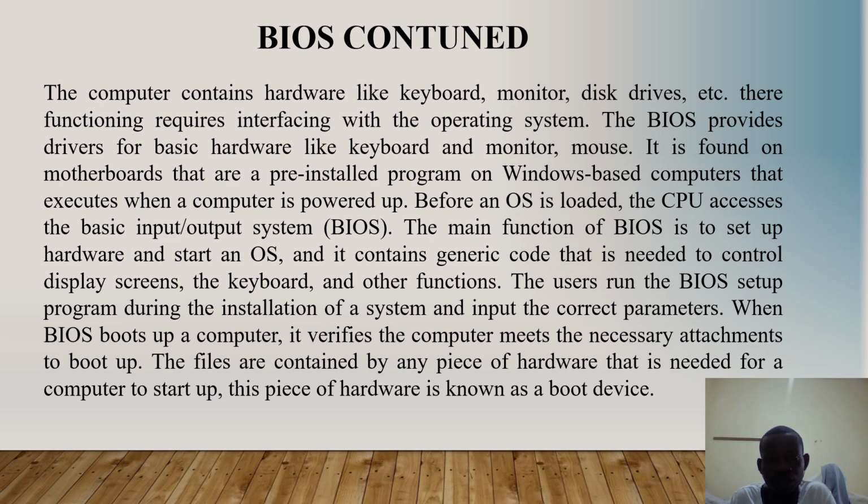It is found on the motherboard. BIOS is found on the motherboards of different computers, and it is just a pre-installed program on Windows-based computers that executes when a computer is powered up. So before an operating system is loaded, the CPU has to access the BIOS. The main function of BIOS is to set up hardware and start an operating system, and it contains generic code that is needed to control display screens, the keyboard, the mouse, and other functions.